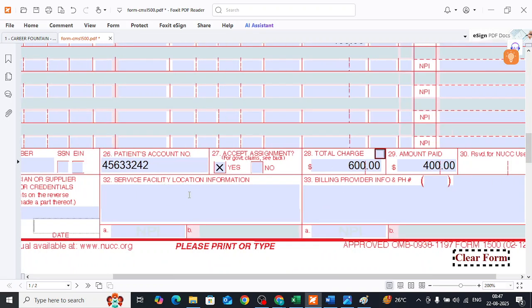So service facility address means where the service has been provided. Okay. It might be possible that our hospital has 5 branches in a city. So in which branch, on which address the service has been provided, that address will go here. And for that facility, for that branch, there will be a separate NPI number. It will go here, a 10-digit number.